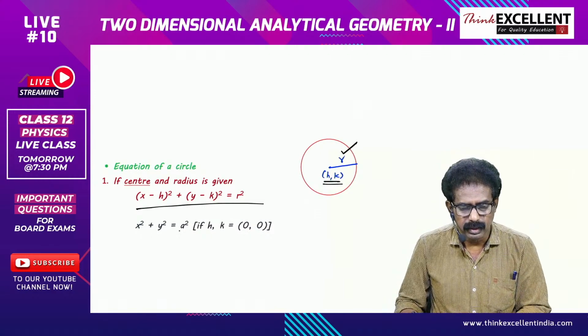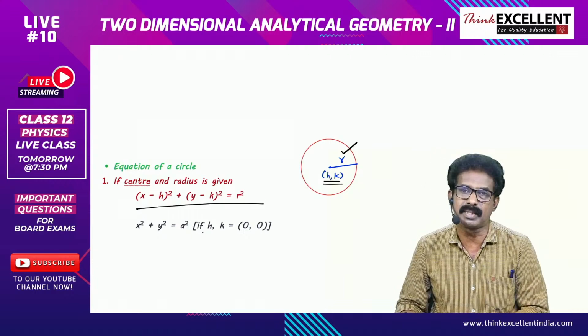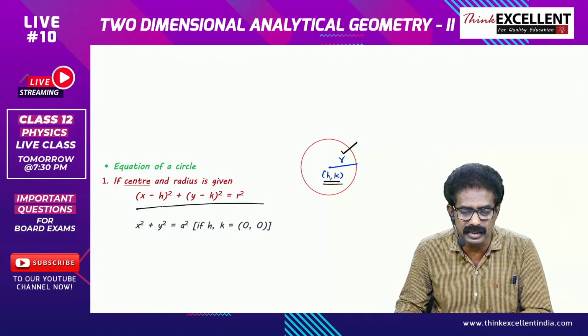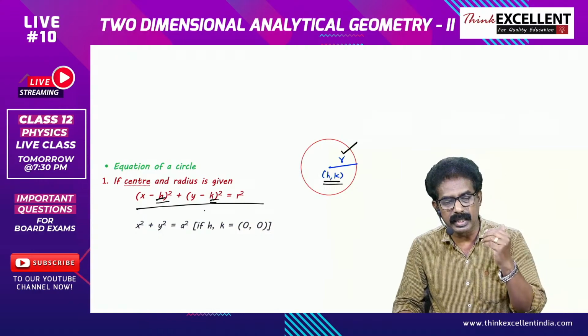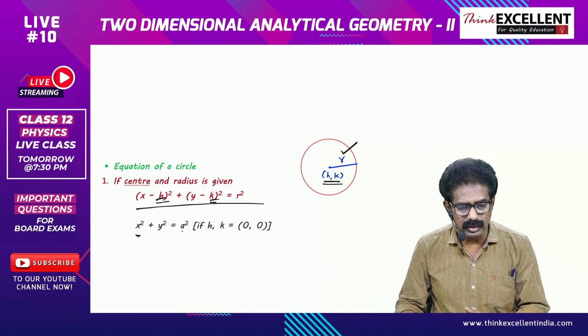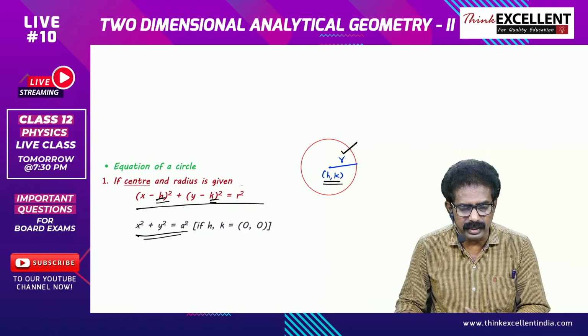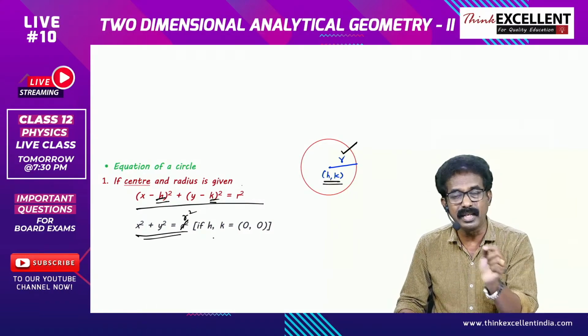Then, this is a particular case. Suppose the center is at 0, 0. Then h becomes 0 and k also becomes 0. Then you will get x square plus y square equal to r square, right? So, if it is r, you write r square. If the radius is a, you write what? a square. So, this is the first type. Here they give center and radius.